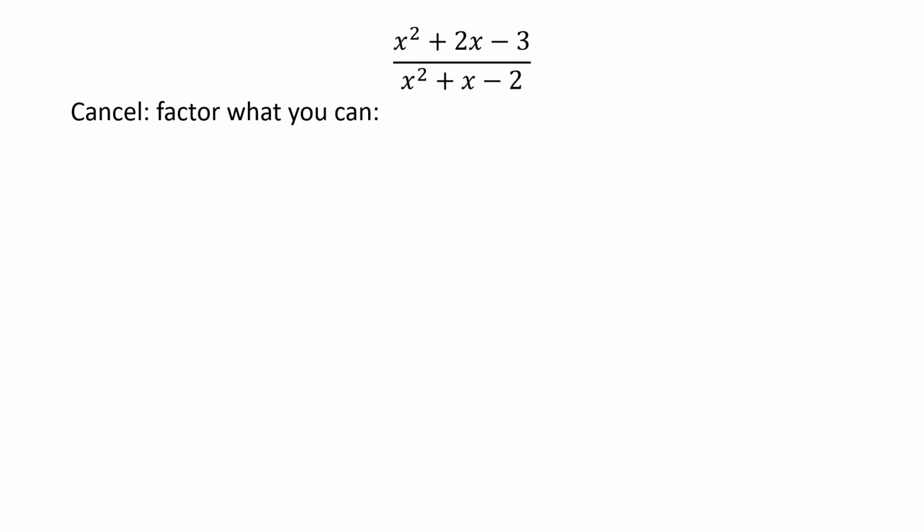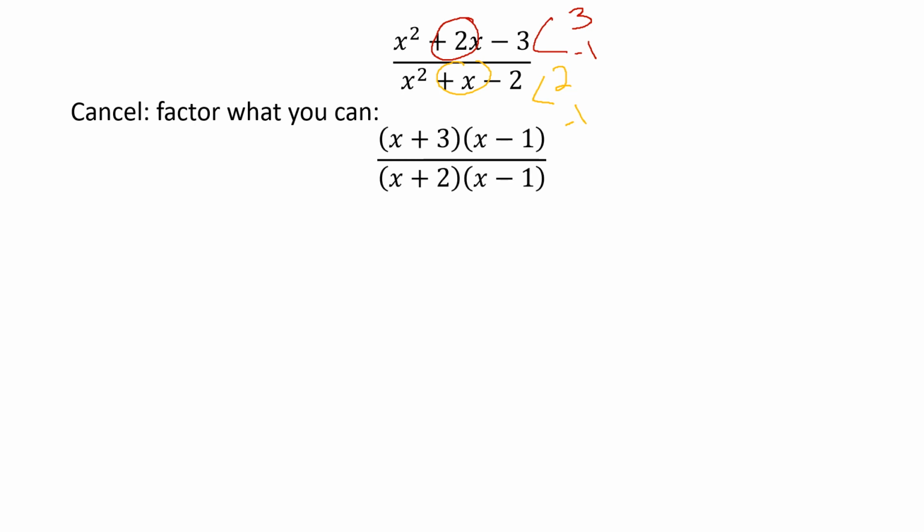So I've got to figure out what can I multiply together to get negative 3, which is going to be 3 and 1. How can I use 3 and 1 and get to 2? It'd have to be 3 minus 1. Then I have to figure out how to get to negative 2. And the only way to get to 2 with multiplication is 2 and 1. But how do I add those and get to positive 1? It had to be 2 minus 1. So my top factors into x plus 3, x minus 1. My bottom factors into x plus 2, x minus 1.